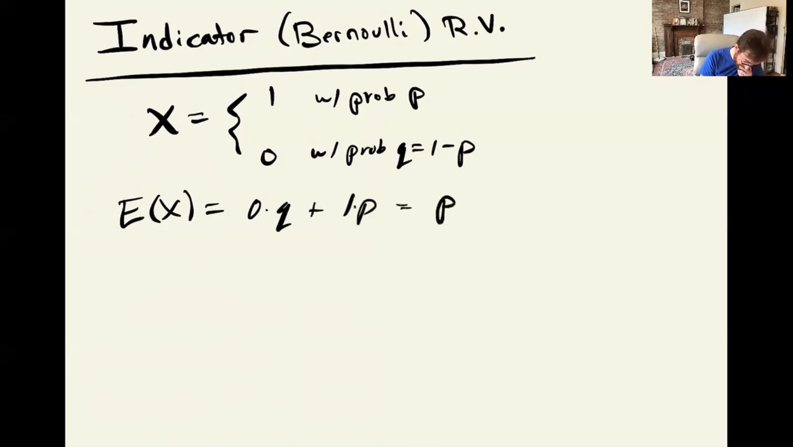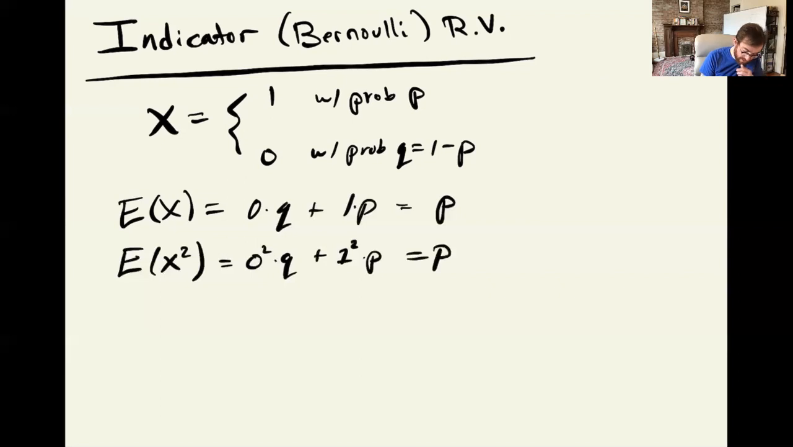So it's just p. Now, if we wanted to do this using the alternative formula, I could just compute what's the expected value of x squared? Now, remember, all this is doing is I'm taking 0 squared, multiplying by its probability, and then I'm taking the value 1 squared times its probability. But 1 squared is just 1, so this still ends up equaling p.